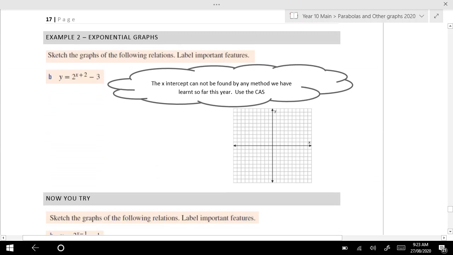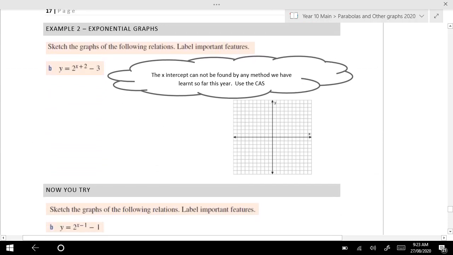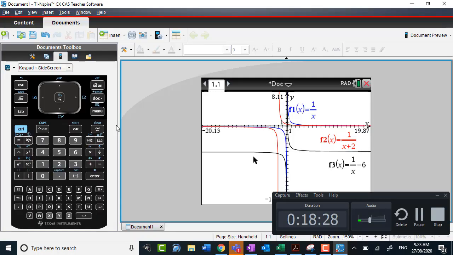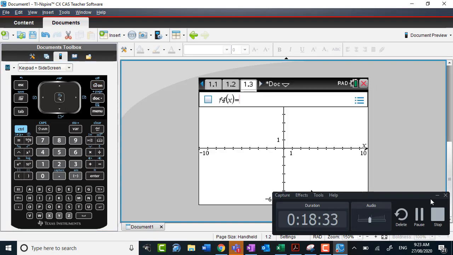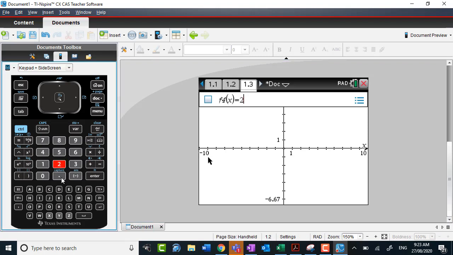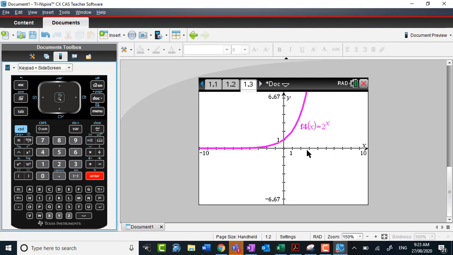All right, now let's have a look at this one. First of all, it'd probably be nice to sketch the graph of 2 to the power of x and see what that looks like. If I graph 2 to the power of x in a calculator, there you go. It looks something like this. We've got this asymptote, it sort of approaches it, but it never gets to y equals 0.